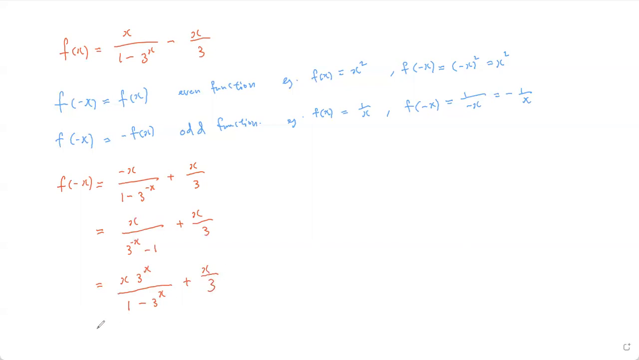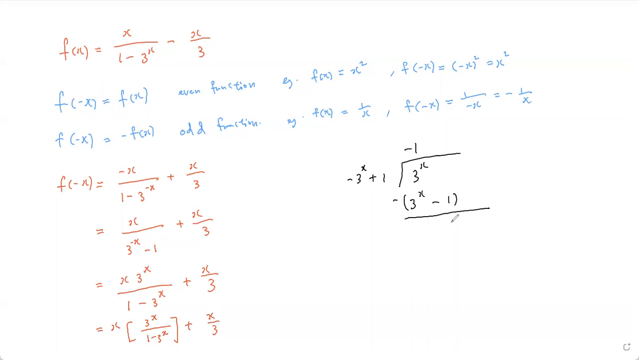Next, I'm going to do something to this 3 to the power of x over 1 minus 3 to the power of x. I'm going to do a long division to help me split this up, as a side working here. So 3 to the power of x divided by 1 minus 3 to the power of x. Let me write it this way: negative 3 to the power of x plus 1, which is the same as 1 minus 3 to the power of x. So this would be a negative 1, which gives me 3 to the power of x minus 1, and the remainder is going to be 1.